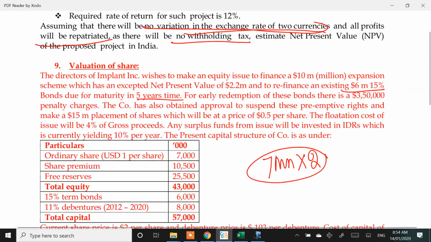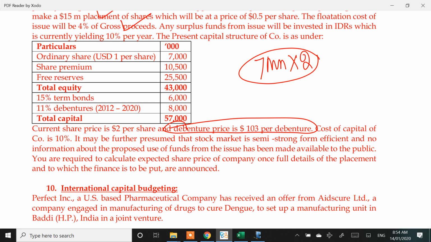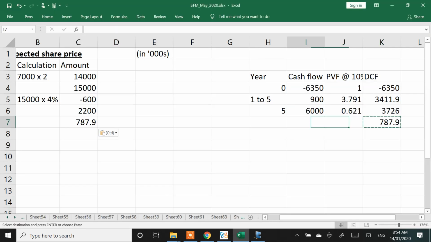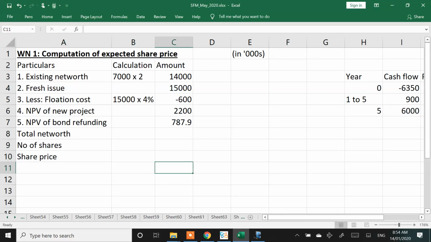Now, if I just look at the question, we have given effect to the first transaction, which is this refinance. This part is taken care of, 15 million, 4% of gross sale proceeds. This information is of no use. Debenture price is 103, that doesn't impact my solution. I am required to calculate only the share price. So, finally, total net worth, number of shares, and share price.